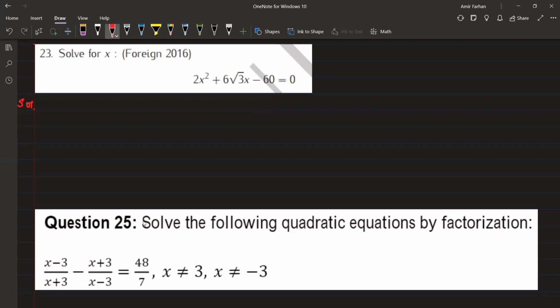So I've just started the class, okay? So don't worry about it. I've given some basic questions of quadratic equations, okay? Do this question. Okay, the first one will be solved like this.